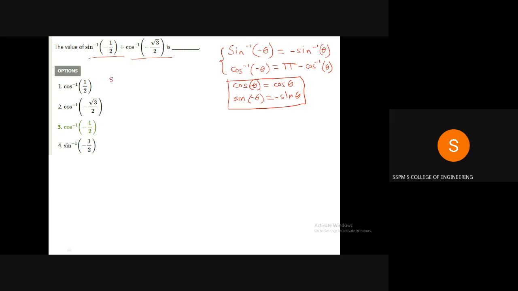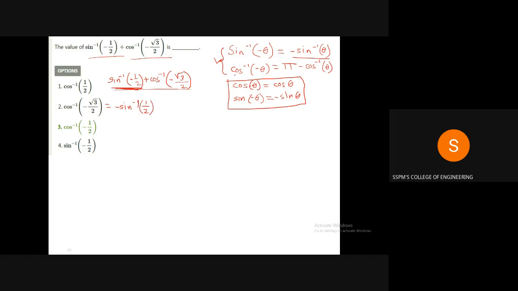So what is given here? Sine inverse minus half plus cos inverse minus root 3 by 2. How can we use these two formulas to convert this given problem? Instead of sine inverse minus half, we know sine inverse minus theta is minus sine inverse theta. Therefore, we can write minus sine inverse half.